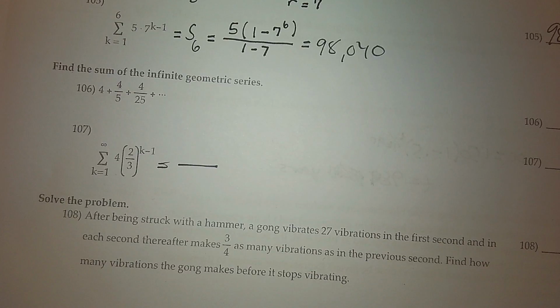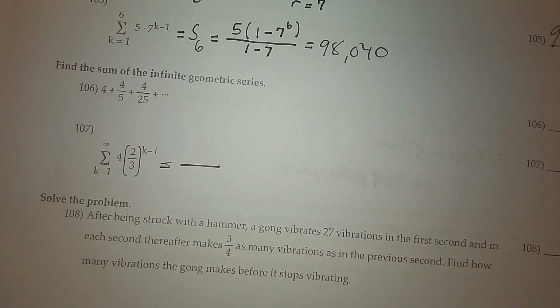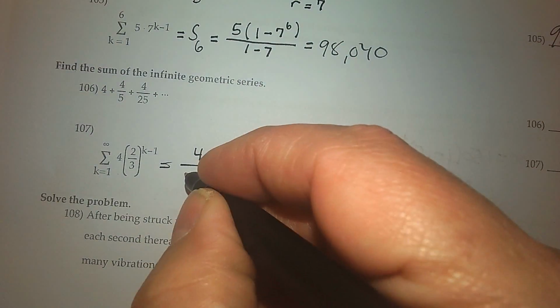So what's A1? How do I find it? Plug in 1. 1 take away 1 is? Anything to 0 is 1. And 4 times 1? And then what goes in the denominator?